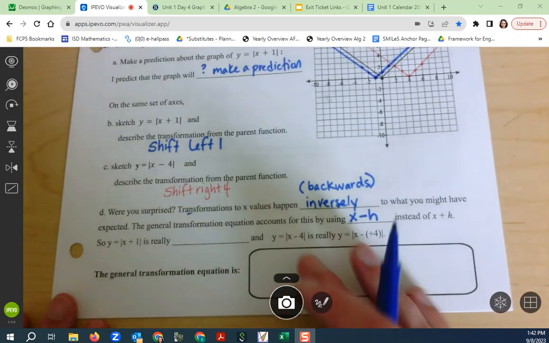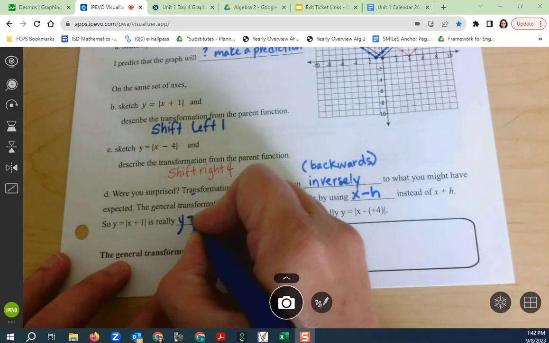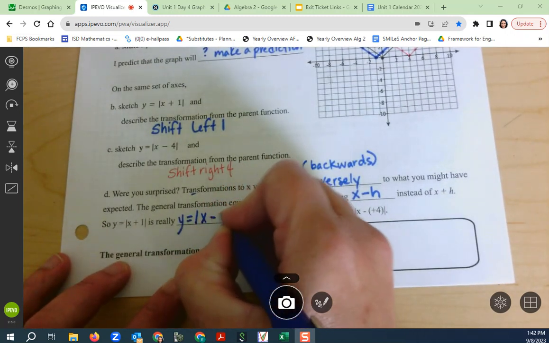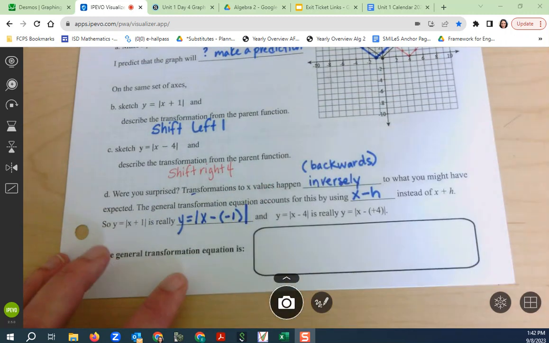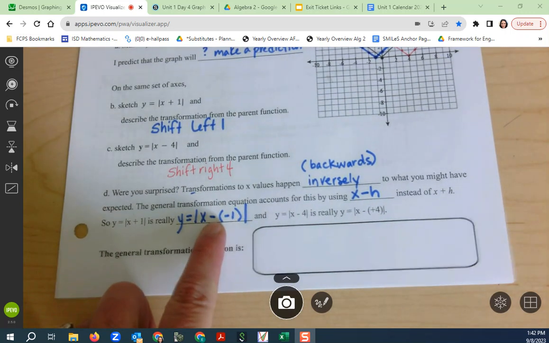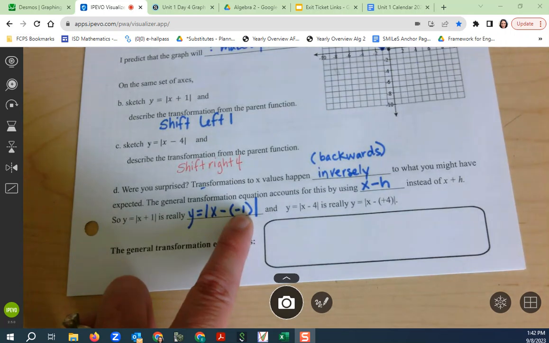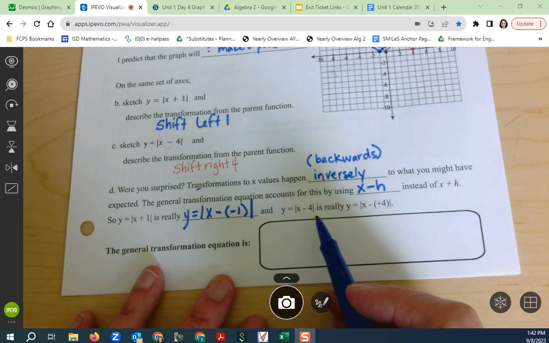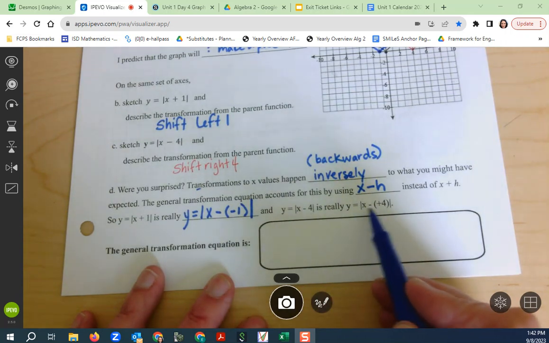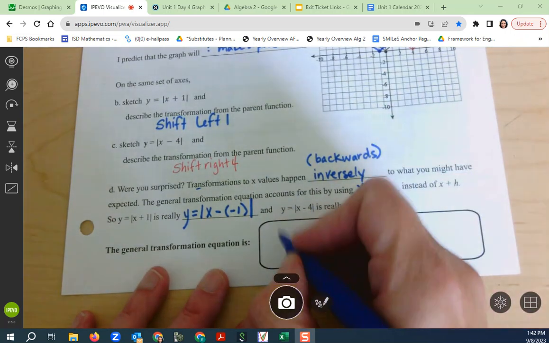So when you see y is equal to the absolute value of x plus 1, what it really means is y equals the absolute value of x minus -1. All right, because the equation itself has a minus in it, and so that minus and that minus cancel out to make that plus. And this is why we go left 1 instead of right 1. And if you see y equals x minus 4, the minus is actually part of the equation, so it's minus a positive 4.